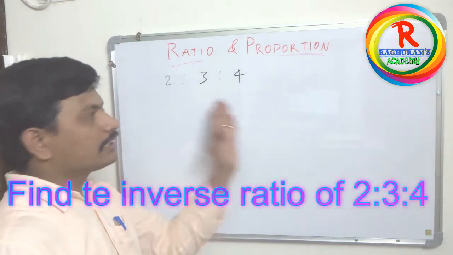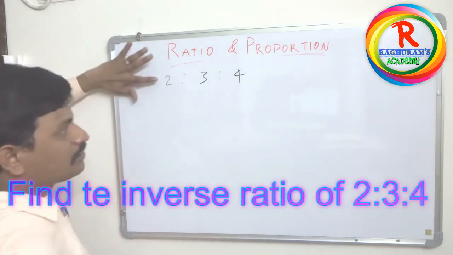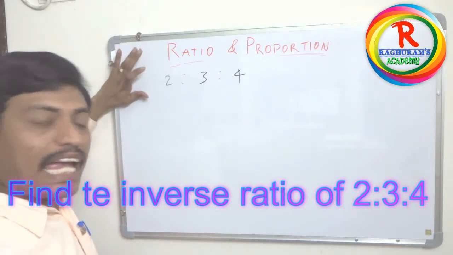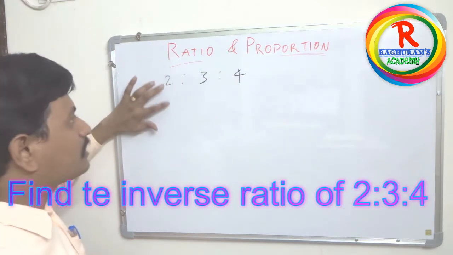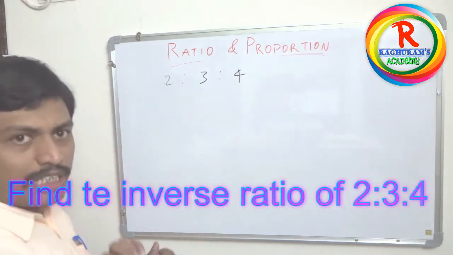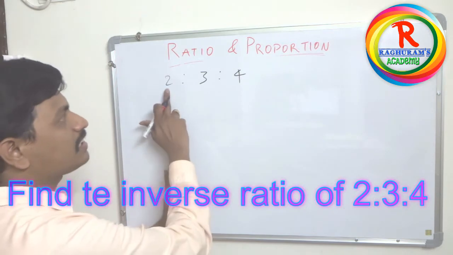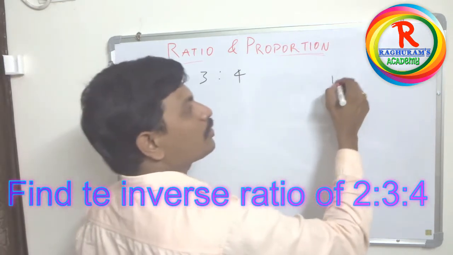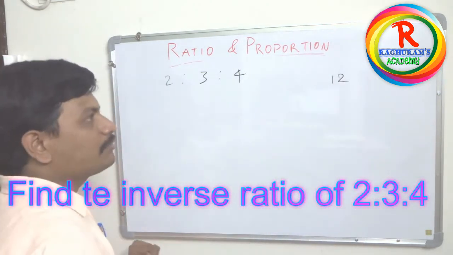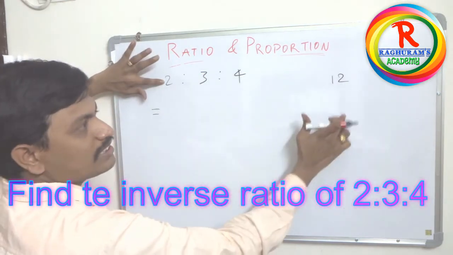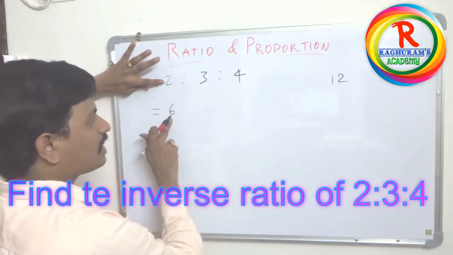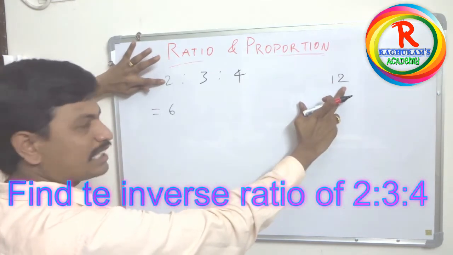Let us see the next method, the second method. To find the inverse proportion of 2:3:4, generally we take the inverse of this, that is the reciprocal. Without taking the reciprocal, directly find the LCM of 2, 3, 4. The LCM of 2, 3, 4 is 12. Directly we can write 2 sixes are 12, so 12 by 2 is 6.